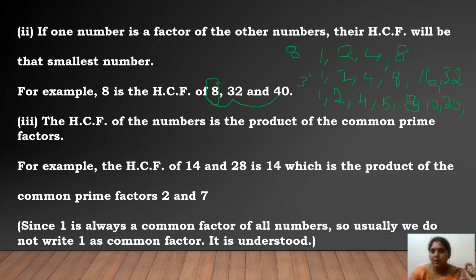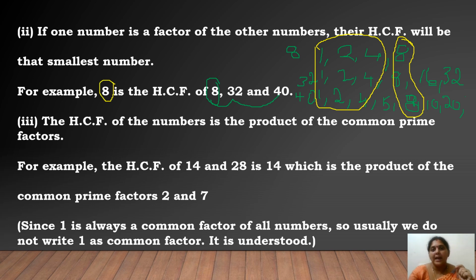If you observe here, what are the common numbers? Your common numbers are 1, 2, 4 and 8. So what is your highest common factor? In common factors, which is the number highest, that is your highest common factor. So when you are observing 1, 2, 4 and 8, which is the highest number here? 8 is the highest number. So 8 is the highest common factor of 8, 32 and 40 here.